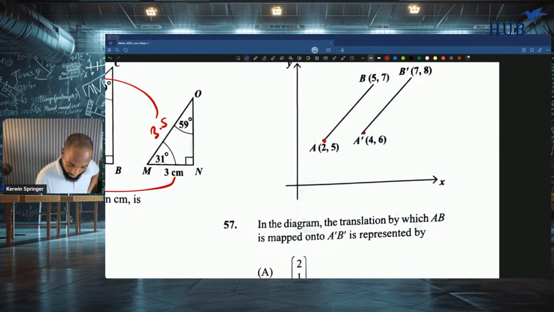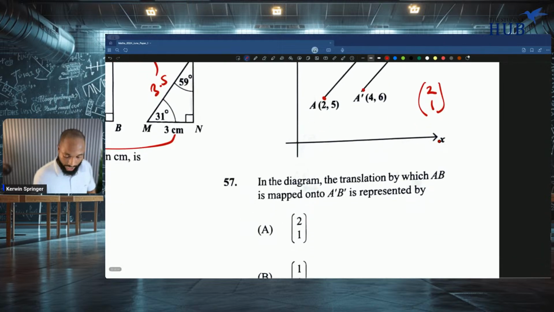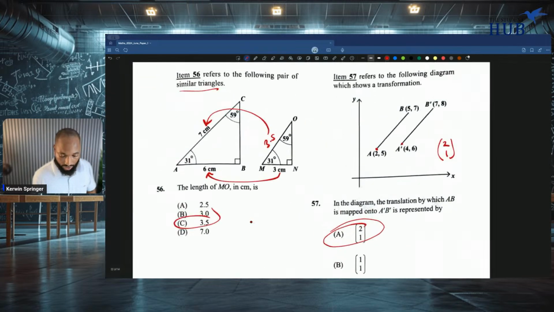So you're going from 2, 5 to 4, 6. Watch what's happening there. 2, so the vector, we're going to add 2. 5 to 6, you add 1. So 2, 1. So the answer is 2, 1.